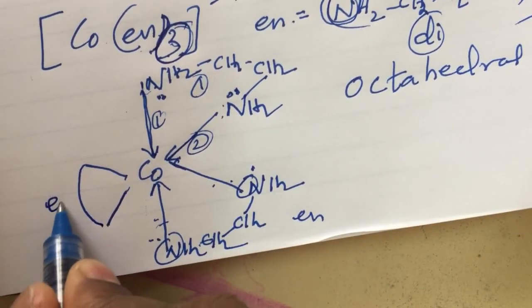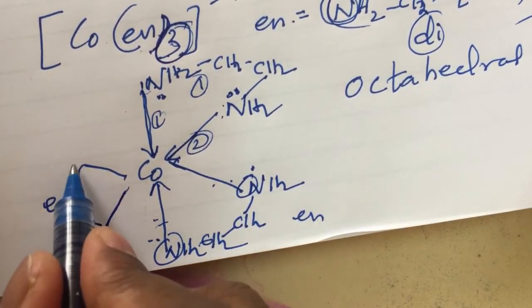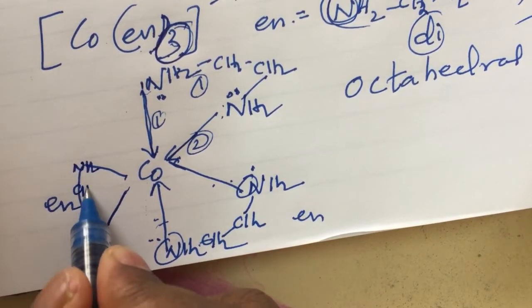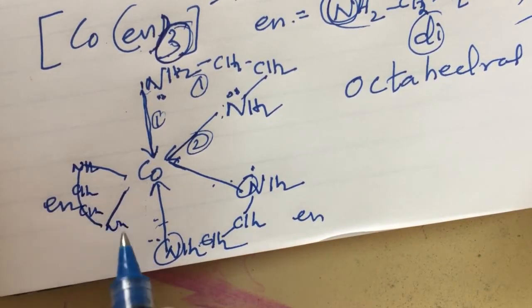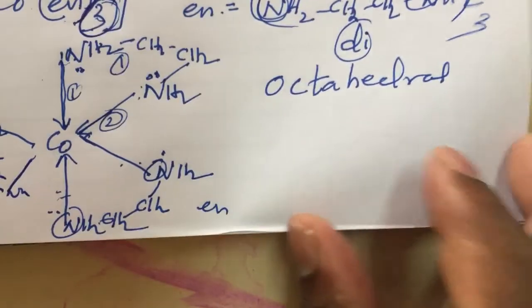Now instead of writing NH2 CH2 CH2 NH2, we can write it like this. That is better. en indicates what? en is NH2 CH2 CH2 NH2. Or we can draw it like this.